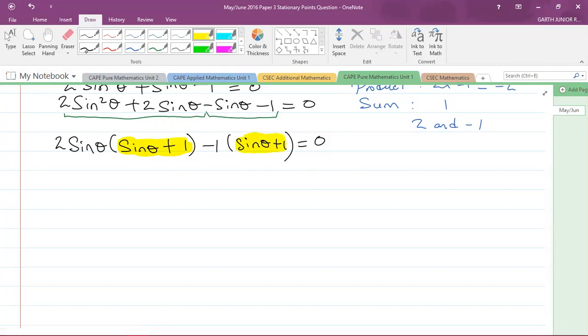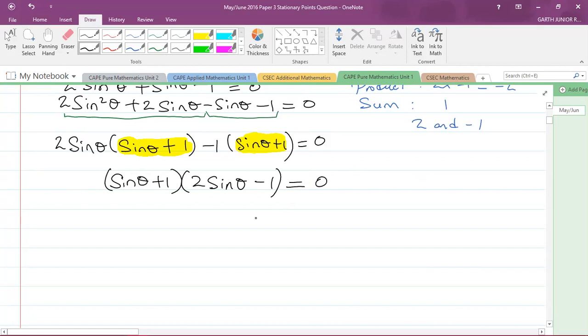All right, so it means that sine theta plus 1 is now common. So I'm going to factor out sine theta plus 1. Great, sine theta plus 1. And what I'm going to have now in the other bracket is what is on the outside, which is 2 sine theta minus 1. That equals 0. Great. So I now have a product equal to 0.